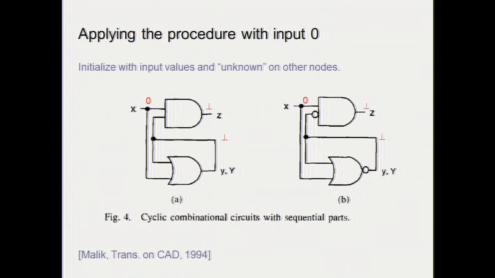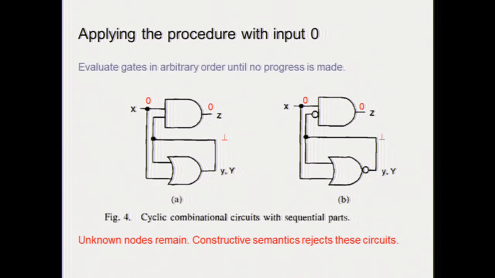Now, in the particular case where you have the negation on that side, then you get that, but the feedback variable is always unknown, okay? And so that's the reason why it's bad. So unknown nodes remain. Constructive semantics rejects this circuit, says, go away. And you say, well, I have a fixed point, but the constructive semantics says, yeah, but you have other problems that you don't see.